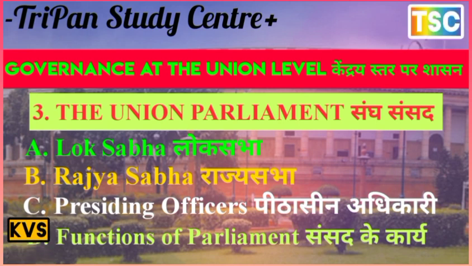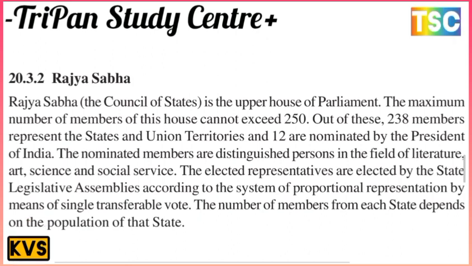The next topic is the Rajya Sabha. Rajya Sabha, the Council of State, is the upper house of Parliament. The maximum number of members of this house cannot exceed 250. Out of these, 238 members represent the states and union territories, and 12 are nominated by the President of India. The nominated members are persons from the fields of literature, arts, science and social service.